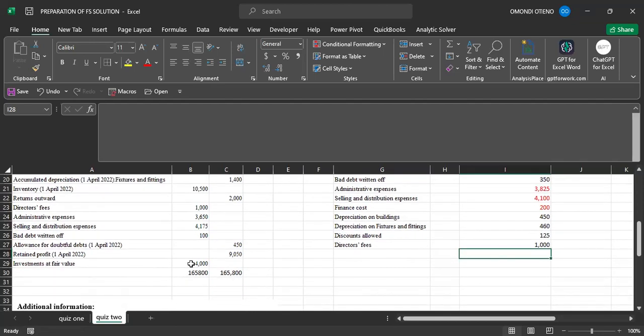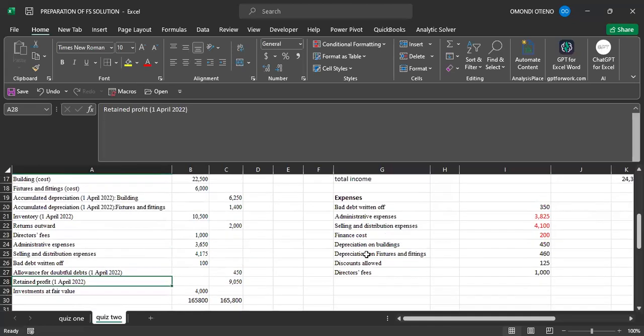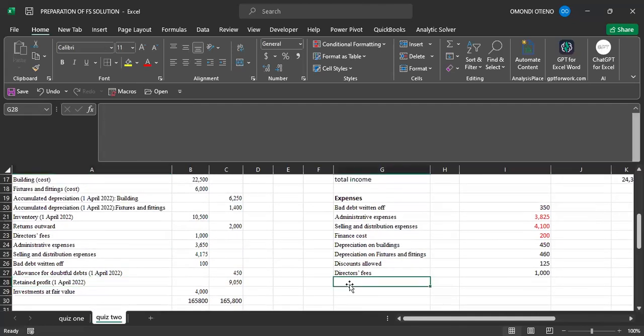Investment at fair value, that's financial assets, right? Investments at fair value. So this one here, we don't have any adjustment under additional information. Retained earnings or profit at the beginning of the year, it has not been affected. We'll be able to see that under statement of changes in equity. So let's look at profit for the year.